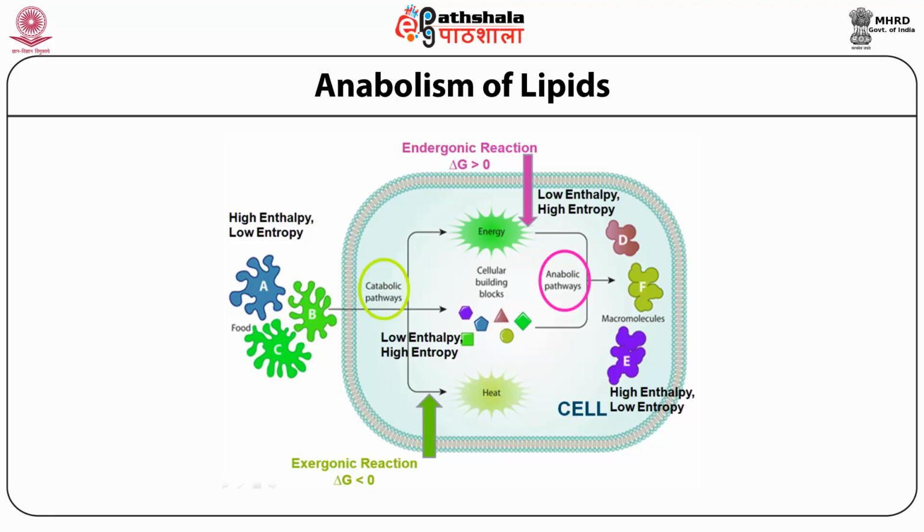Cellular building blocks are formed, and during an endergonic reaction, where low enthalpy, high entropy and high enthalpy, low entropy, the anabolic reaction proceeds, resulting in the formation of macromolecules. So energy is utilized during the anabolic process, whereas heat is liberated during the catabolic process.